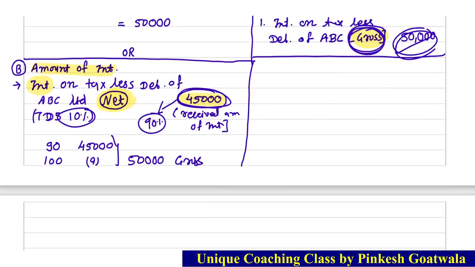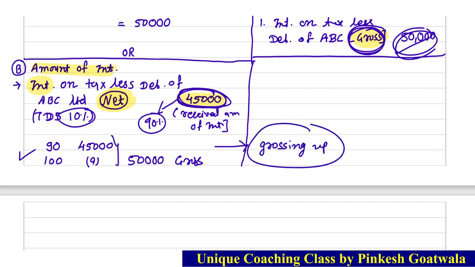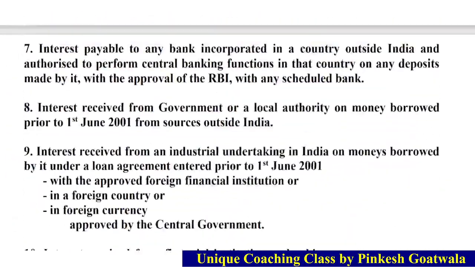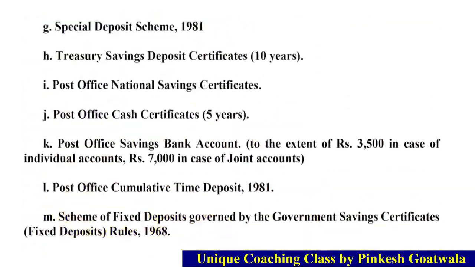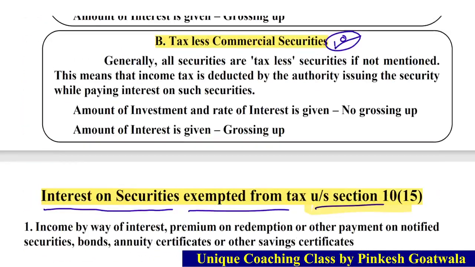But if the amount of interest is given, then you have to follow this step. You have to do this process, and this process is called grossing up. The process we have done to find the gross income, that process is called grossing up. Okay, what do we call this process? We will call it grossing up. Clear? So these are the rules regarding tax less security.